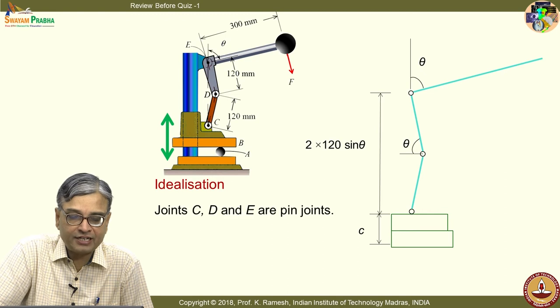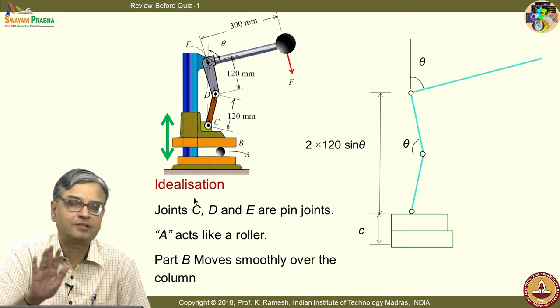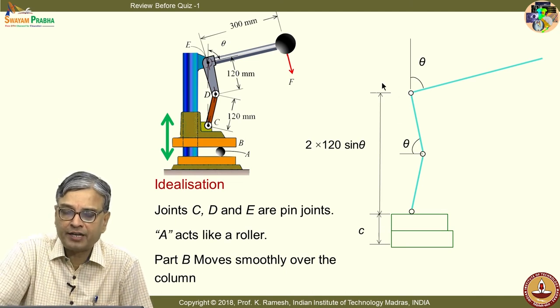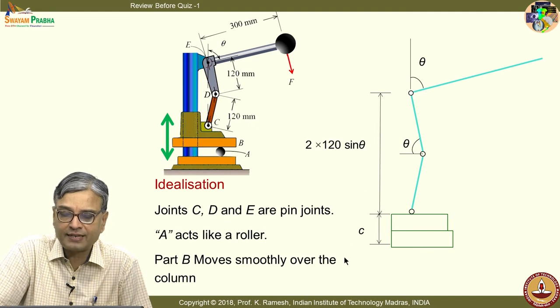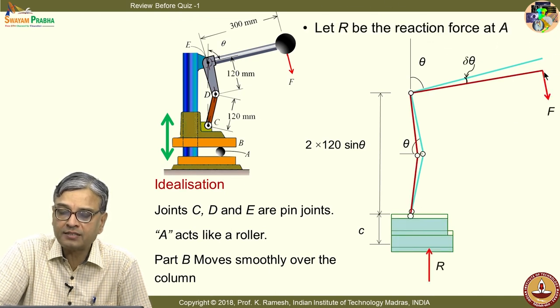So, what are the idealizations you have? Joint C, D and E are pin joints, A acts like a roller, part B moves smoothly over the column, we are avoiding friction, okay, that makes our life simple. And you have the geometry, which is shown as a line sketch, which is useful for the method of virtual work. And I can also visualize when I pull this, what would happen to the link.